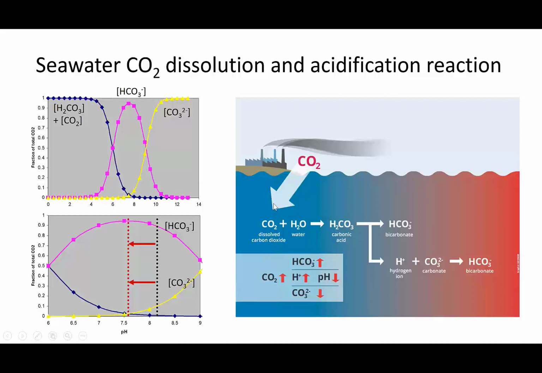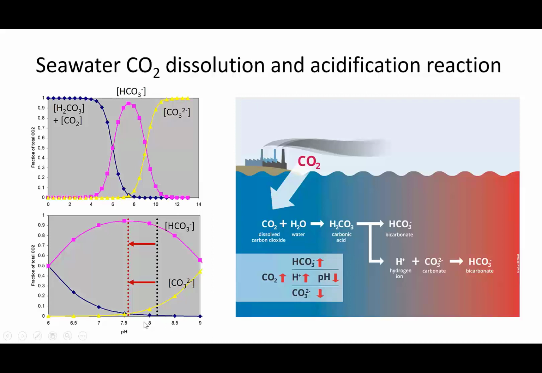Carbon dioxide dissolved from the atmosphere reacts with water to produce carbonic acid, which dissociates to produce bicarbonate ions and hydrogen ions, or protons, making the ocean more acidic. Those protons then react with carbonate ions in the ocean to produce more bicarbonate ions. So that's effectively this reduction in carbonate ions, increase in bicarbonate ions, and at the same time a reduction in the pH.